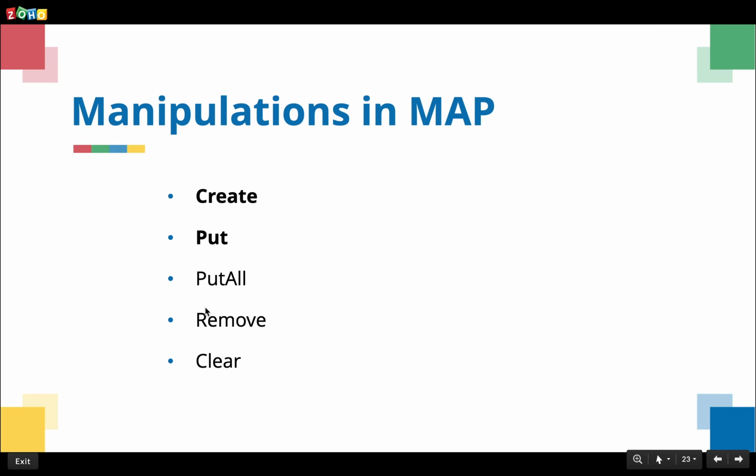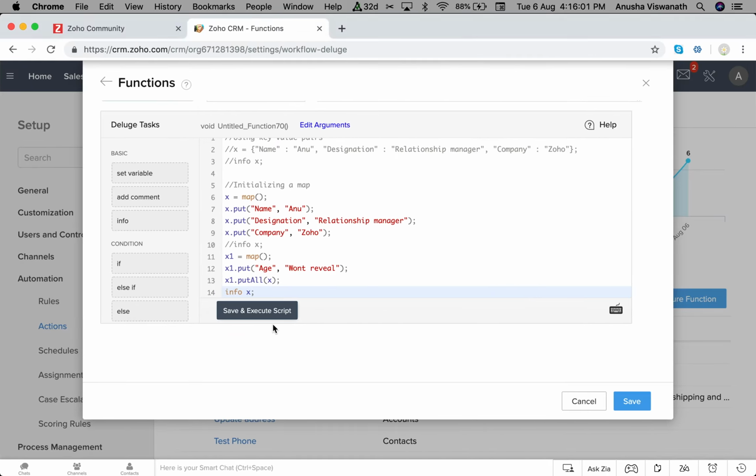Remove and clear. Remove, but there is something I do need to talk about with remove. Earlier we saw if you mention remove and mention the position in the list, you can remove something from the list. Or if you want to remove a particular element, you have to say remove element and then mention what the element name is. What would you do in case of map? Would you mention name or would you mention Anu, right? That'll be a common question that we get.